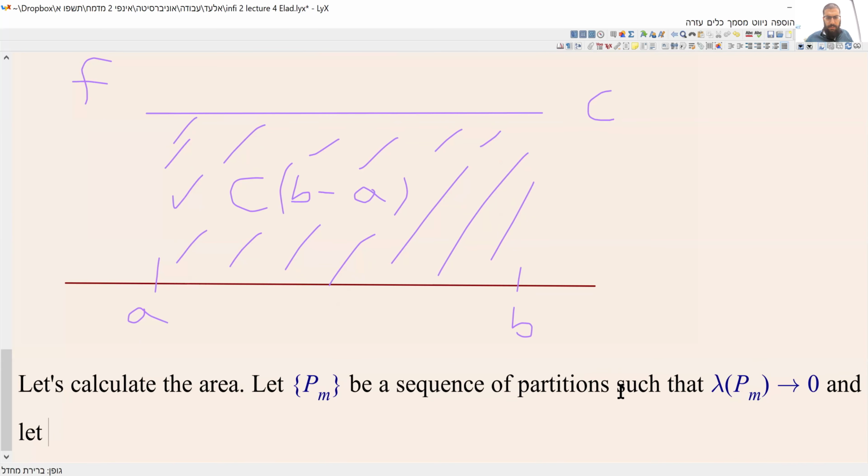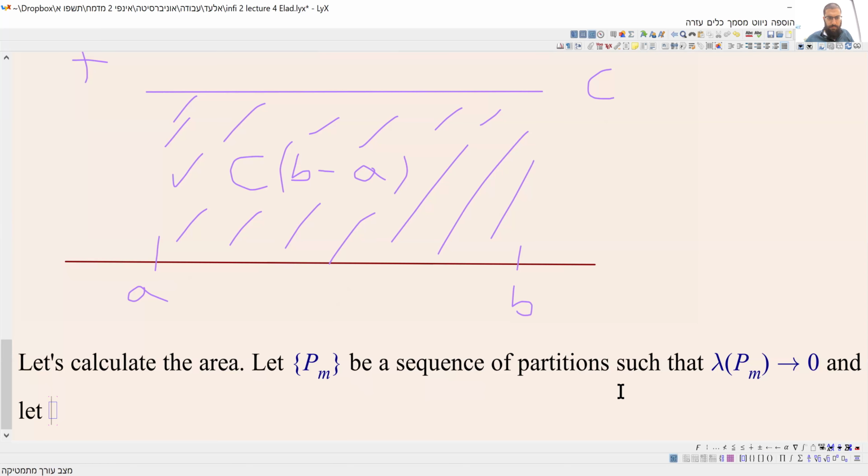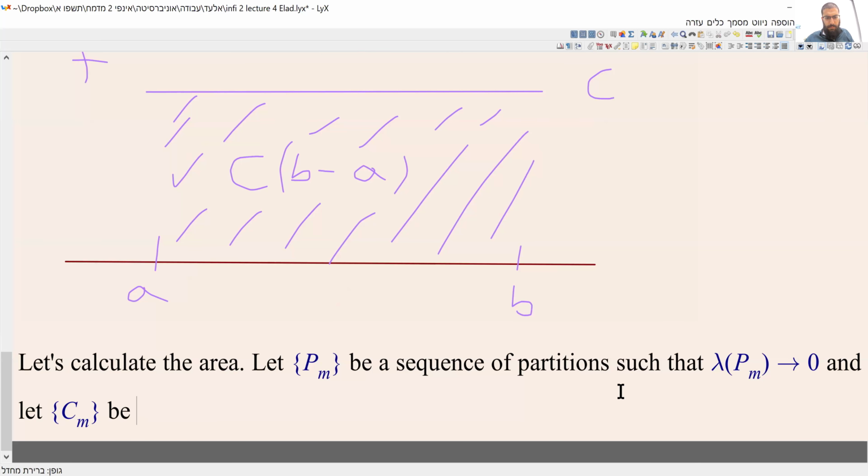and let c_m be a sequence of point choosings. Just to be clear, the sequence of these point choosings corresponds to the sequence of the partitions, meaning every point c_i is in the subsegment [x_{i-1}, x_i], not some different subsegment.